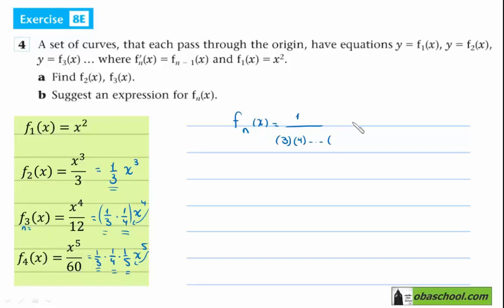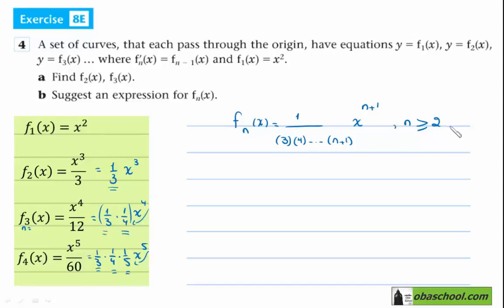If we say then the power of x is n plus 1, then the last denominator of the fraction is going to be n plus 1. So now we can think about it. f1 of x is already given and n should be greater than 2. So we have to state this condition, n greater than or equal to 2.